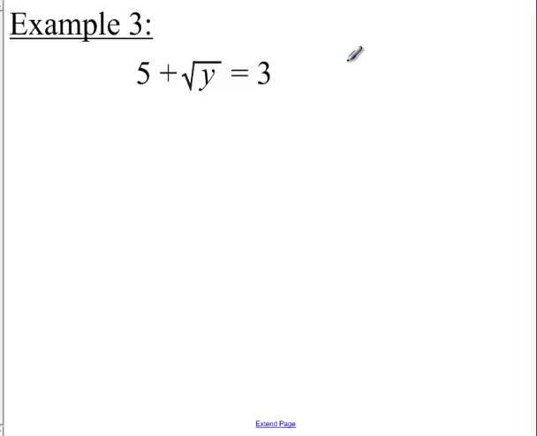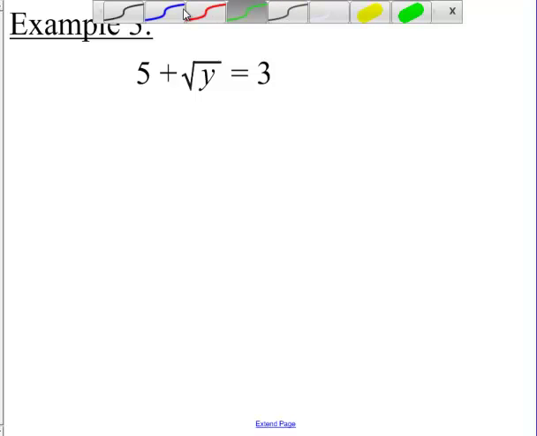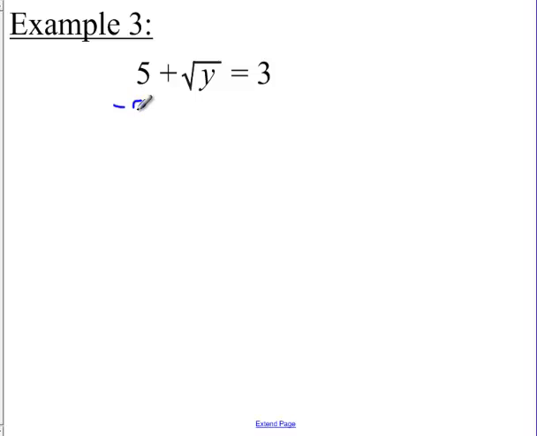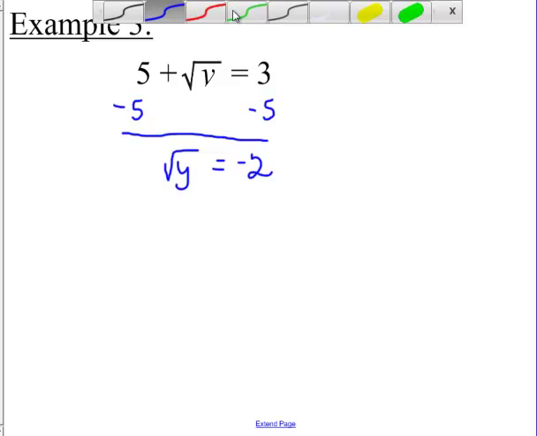Okay, so we can do this one without our little steps because I think I remember it. Okay, go for it. First thing I want to do is get the radical alone. So this 5 gets kicked to the other side, and I'm left with square root of y equals -2. Okay, so you have a square root, so I know the opposite of square root is square, so I'll square both sides at this point.